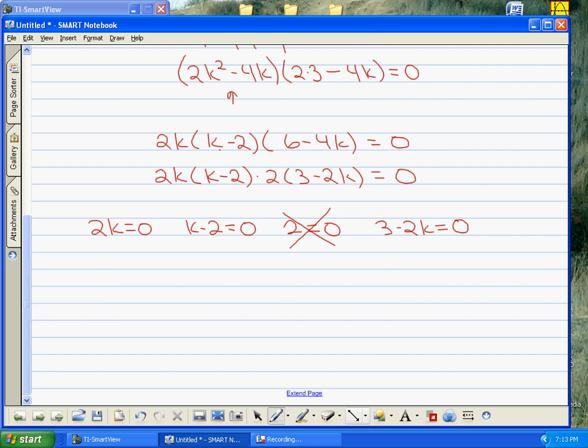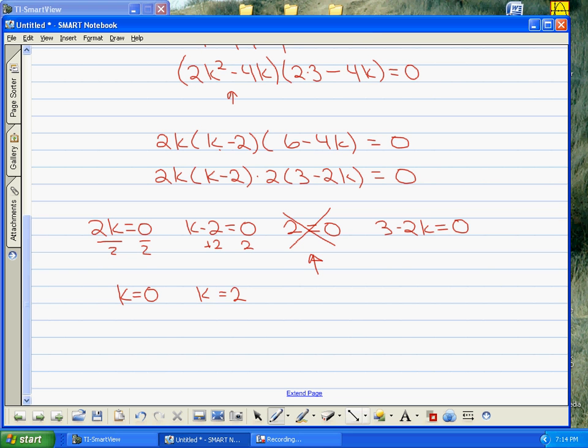Now all I do is solve for k. Divide this side by 2, k equals 0. So if k equals 0, the product will not have an inverse. Or if I add 2 to both sides, k equals 2. So if k equals 2, the product will not have an inverse.